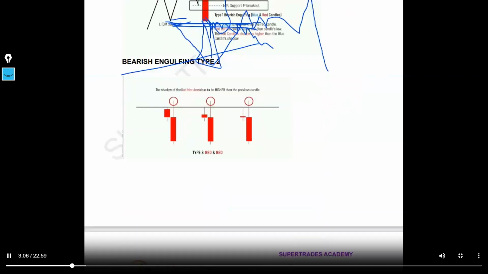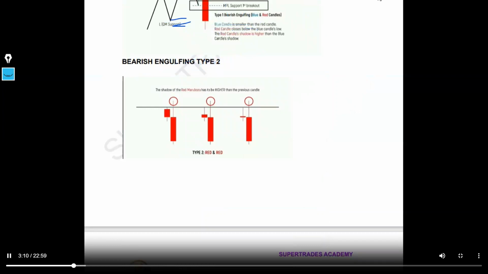This is type 2, guys. How does it look? The shadow of the red Marubozu has to be higher than the previous candle. The shadow is higher than the whole of this previous candle. So this shadow is higher than the previous candle.